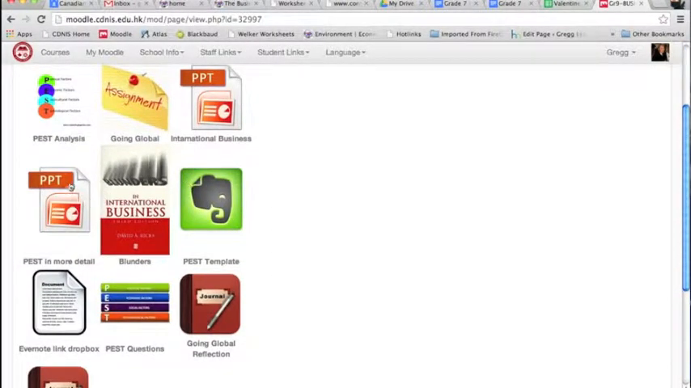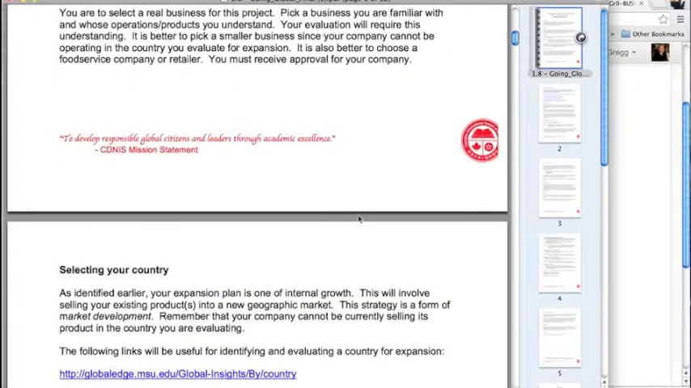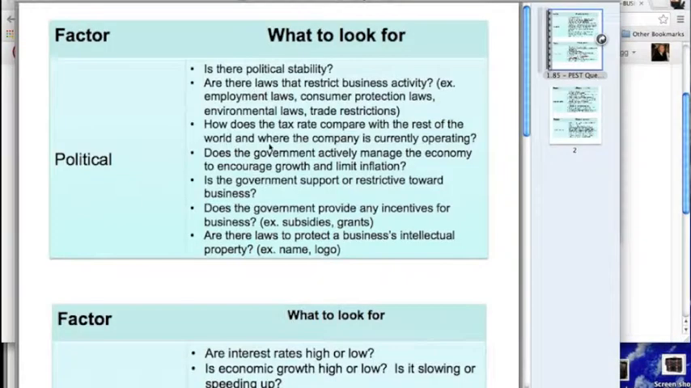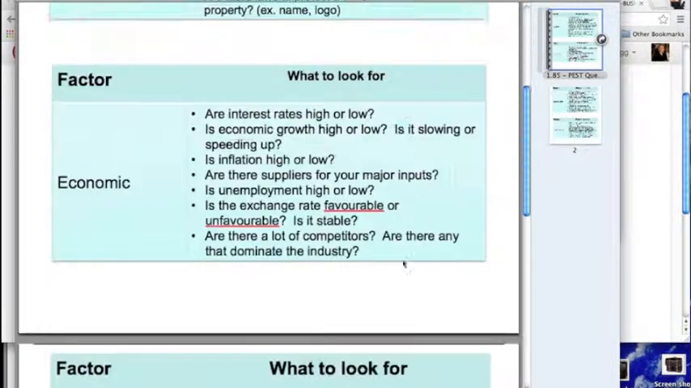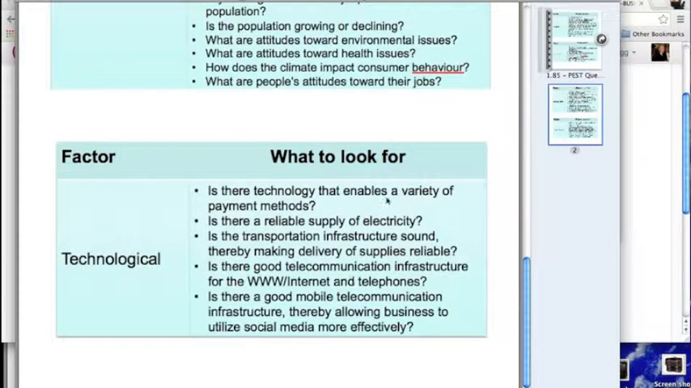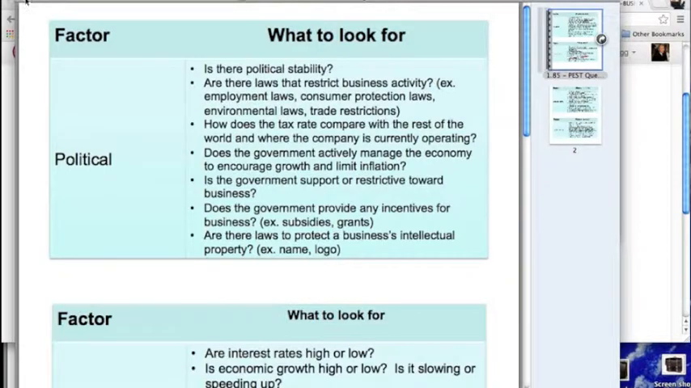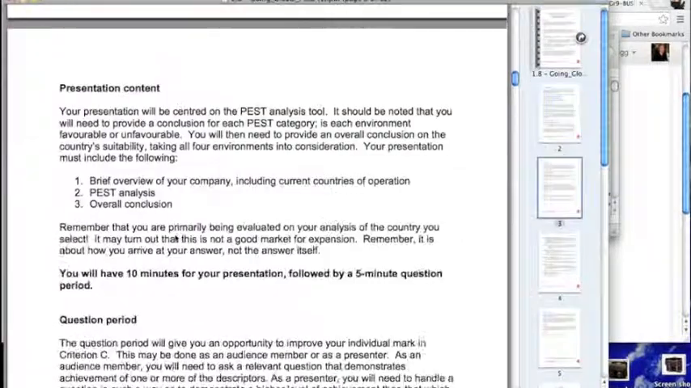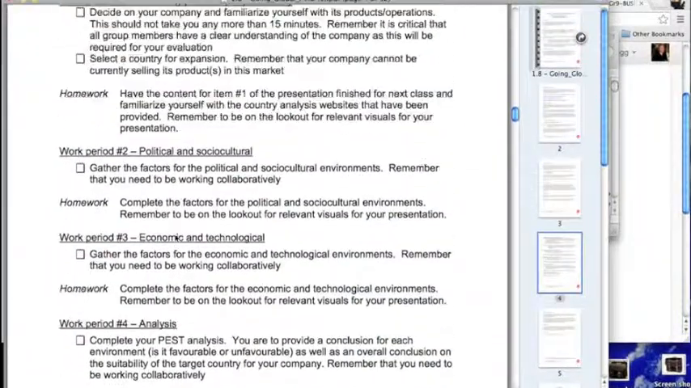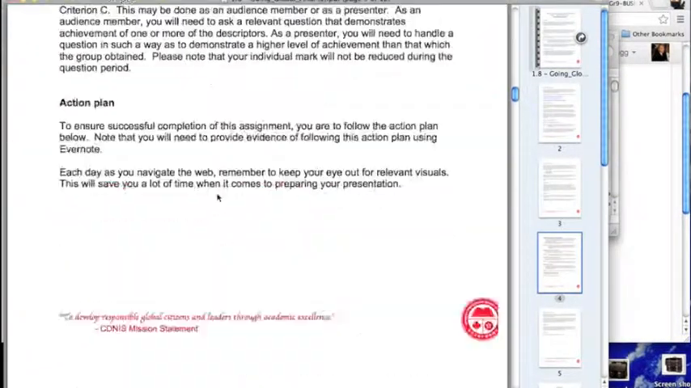On the Moodle, if you look at PESTs in more detail, under PEST questions, they give you more things to go over. For example, is there political stability, what are the laws, and so forth. They'll give you some questions that you can use to answer some of the hard questions you need for PEST. So that's how you can start. I expect a lot of work to be done this period so that you guys can be ready for the next period when I come back on Wednesday.